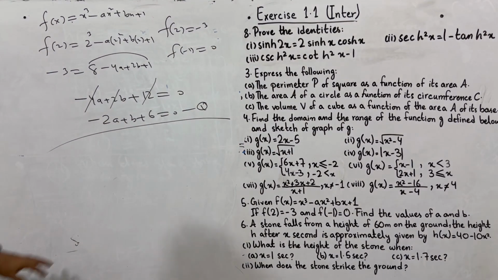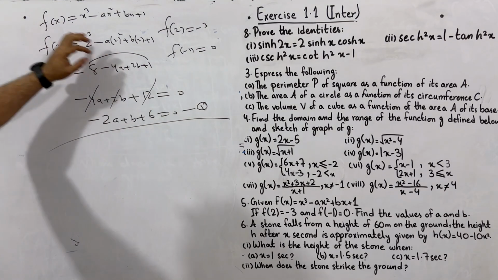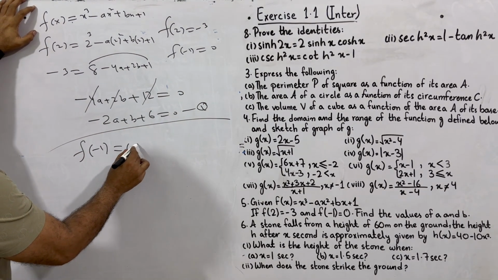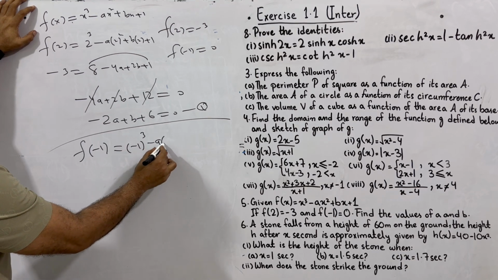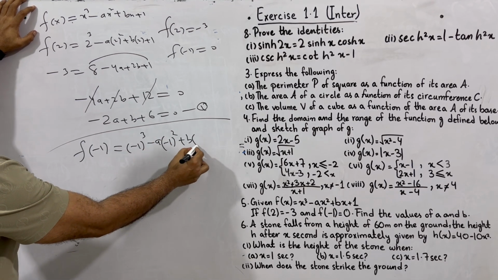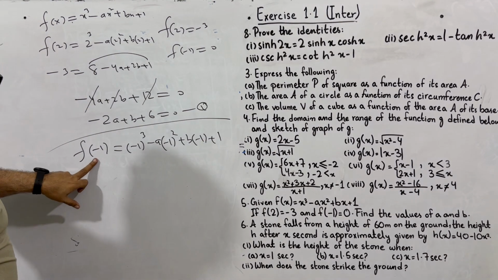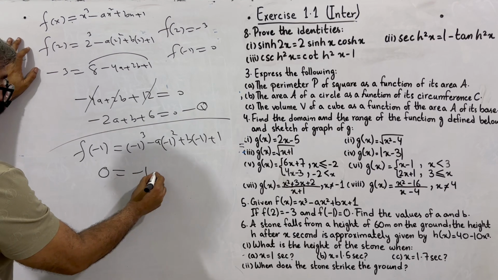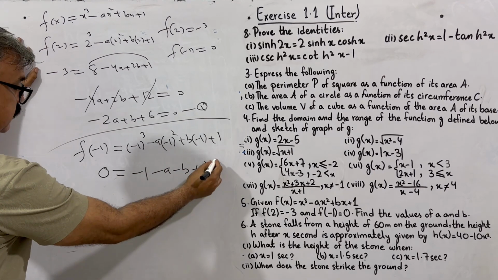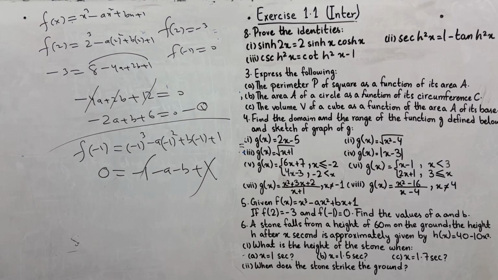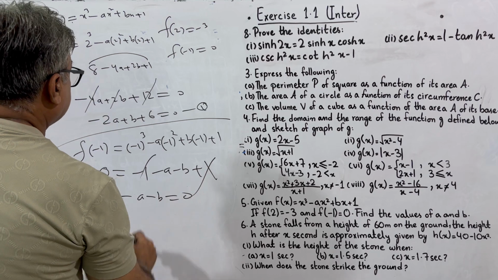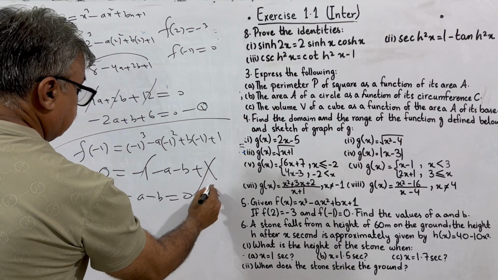Let me get another equation from the given condition. f of minus 1 is equal to 0. Replace x by minus 1. f of minus 1 is minus 1 cube minus a times minus 1 whole square plus b times minus 1 plus 1. f of minus 1 is given to us, it's 0. Minus 1 cube means minus 1, it will become minus a, minus b plus 1. It is cancelled out. Okay, bingo. We have minus a minus b is equal to 0. This is our equation number 2.